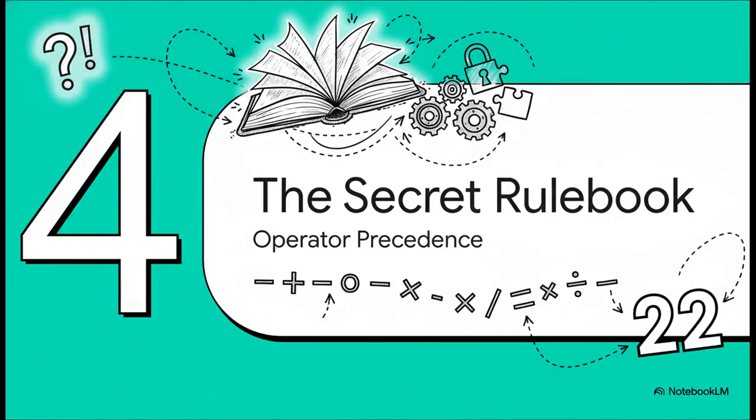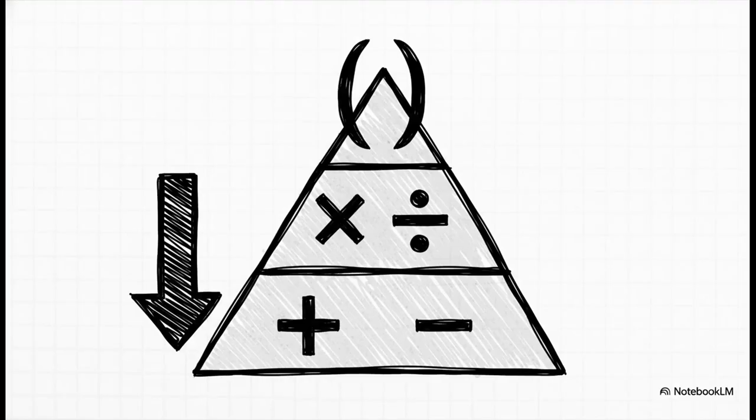Okay, so we know what expressions are now. But we still haven't solved our mystery. Why 22? Well, get ready for the big aha moment. It turns out Python has a secret rulebook it follows every single time it sees more than one operator in an expression. And that rulebook has a name, operator precedence.